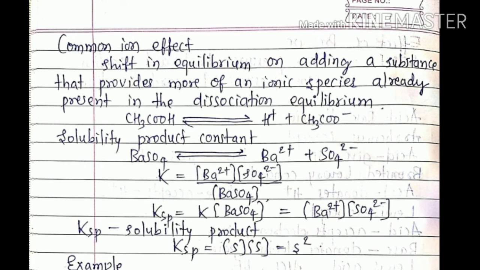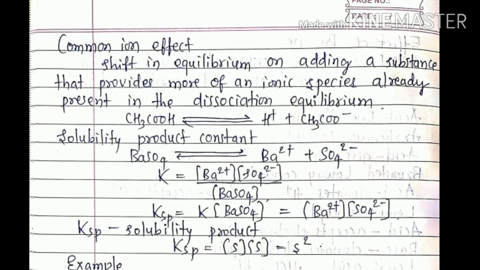Common ion effect: the shift in equilibrium on adding a substance that provides more of an ionic species already present in the dissociation equilibrium is known as the common ion effect. For example, CH3COOH gives H+ and CH3COO-.